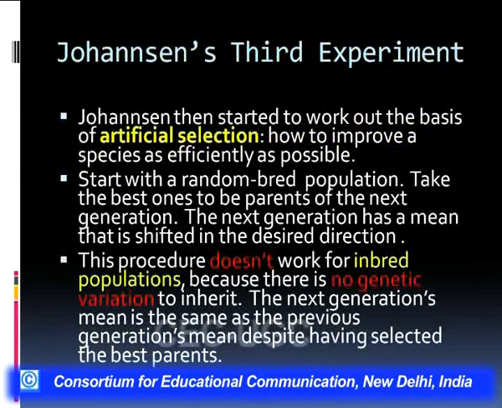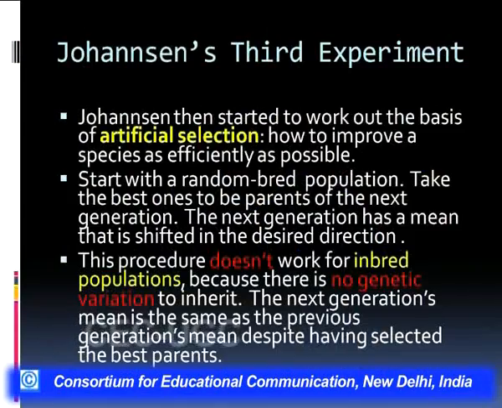The third experiment now forms the foundation of modern artificial selection. Today, we can select different breeds of horses. We can make them good race horses. We can select large apples. We can select large sized tomatoes, which are economically more viable and more glamorous, and they have more content. So, the beginnings were made by the pioneering experiments of Johansson, and then he worked out the artificial selection.